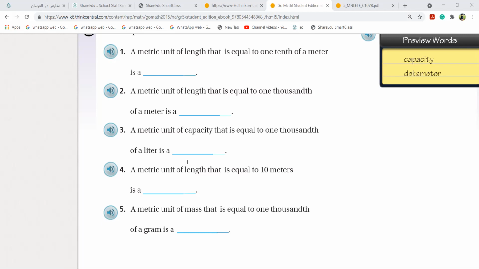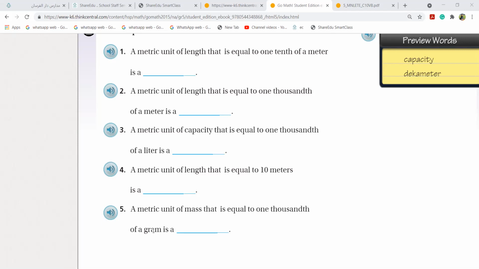Question three. 1/1000 of liter. What is it, Haifa? Liter. So what did I ask you? I told you add milli. Milliliter. This is millimeter. This is milligram. All right?